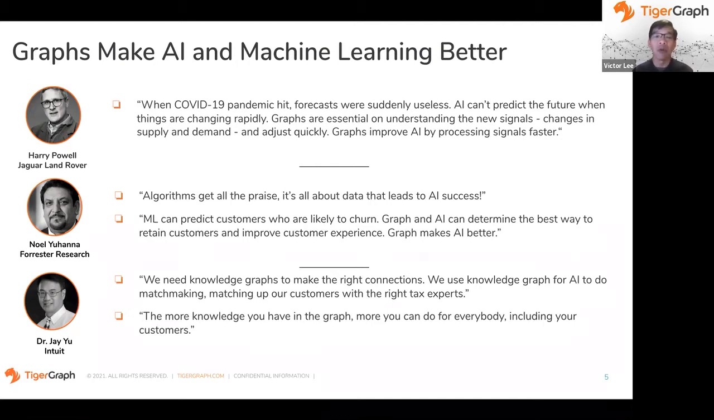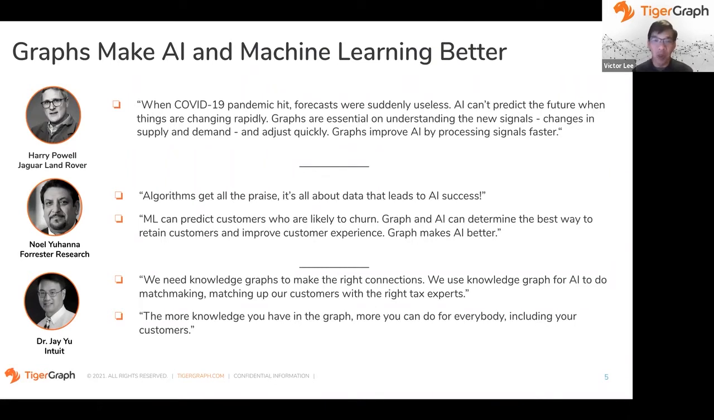Noel Johanna from Forrester Research says, algorithms get all the praise, but actually it's about the data. And Dr. J.U. from Intuit probably handles more than half the financial information for more than half the people in the United States through their tax preparation and small business accounting software. We need knowledge graphs to make the right connections. The knowledge graphs for AI do the matchmaking. They reveal the deeper true realities. And so each one of them says graphs are essential. Graphs fundamentally make AI and machine learning better.